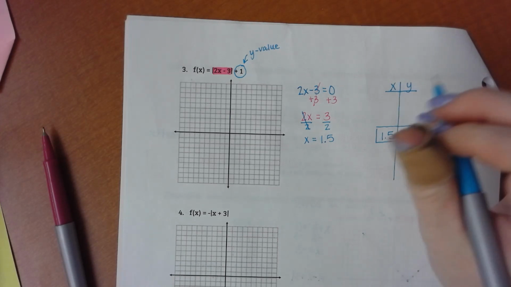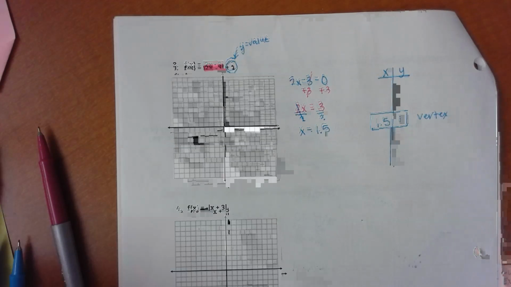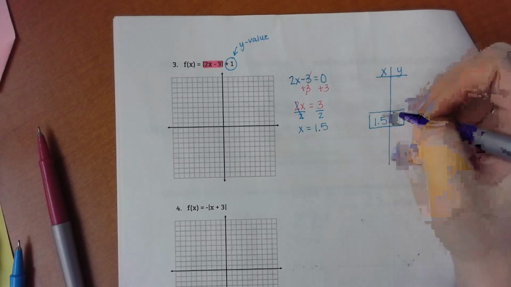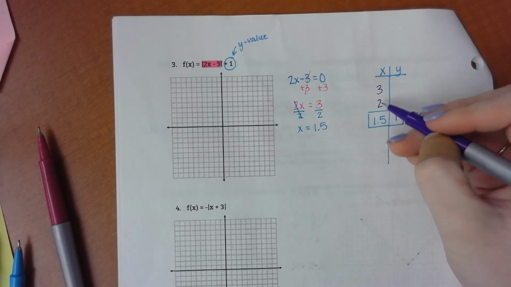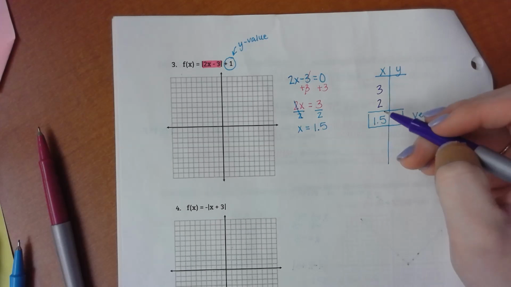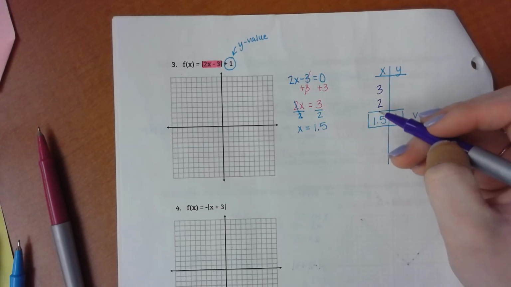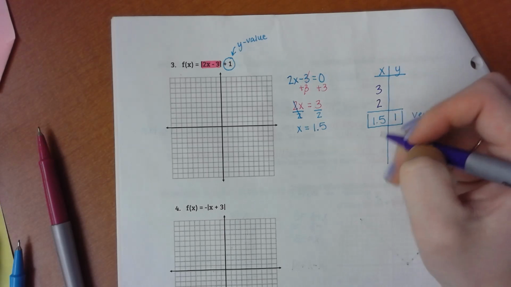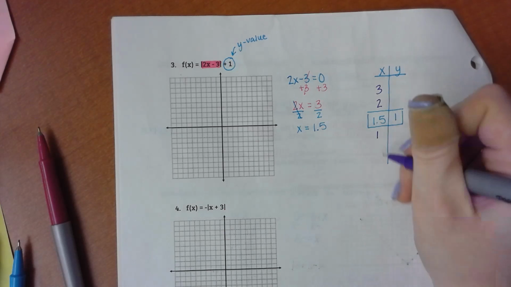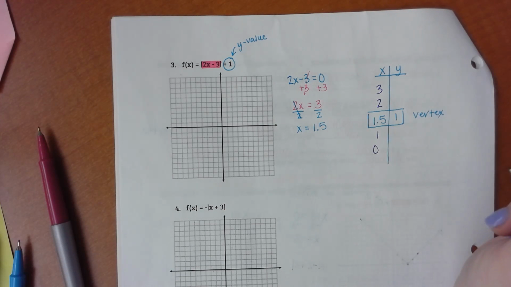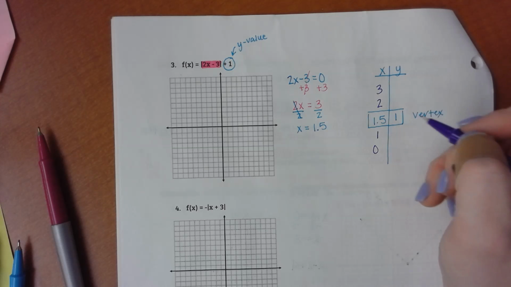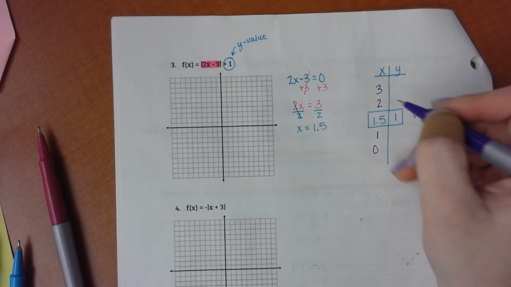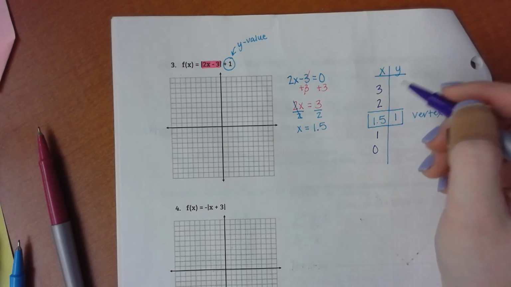So for above, above 1.5 is 2 and then 3. This is only 0.5 away, so I want to keep that same distance. Instead of adding 0.5, I'm going to subtract 0.5 and just have this down to 1 and then 0. So I'll get these by plugging back in my values.